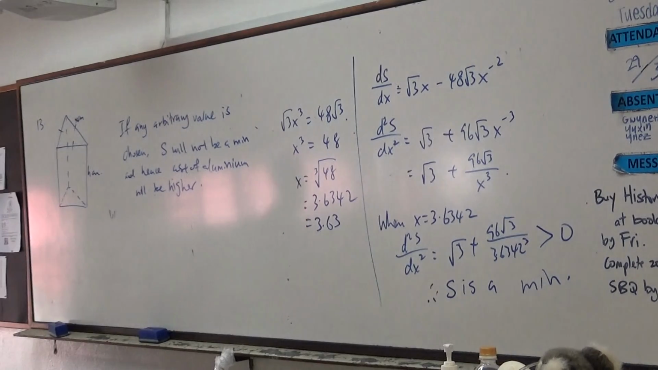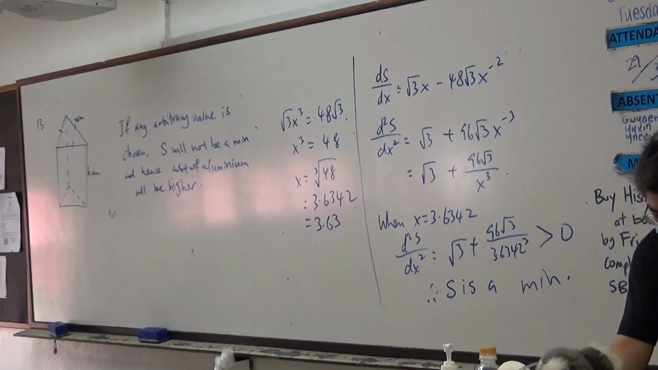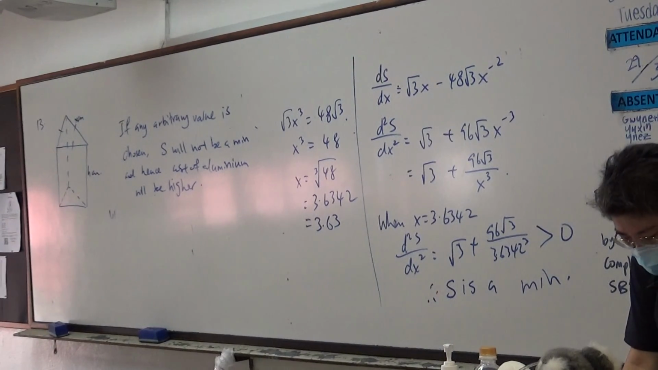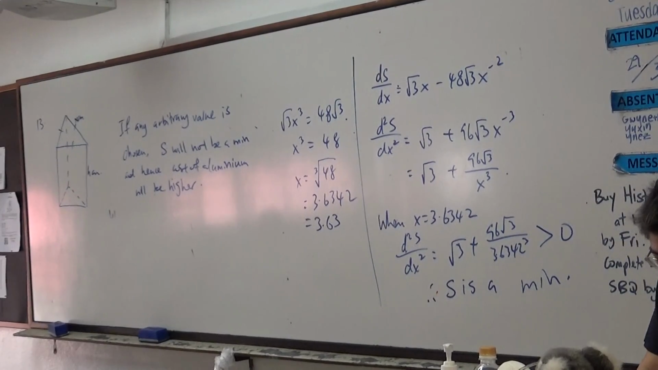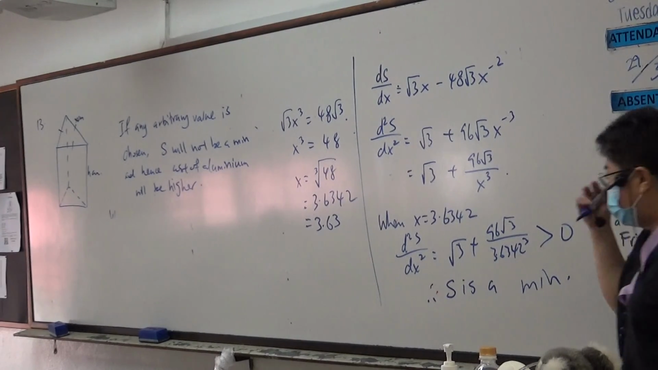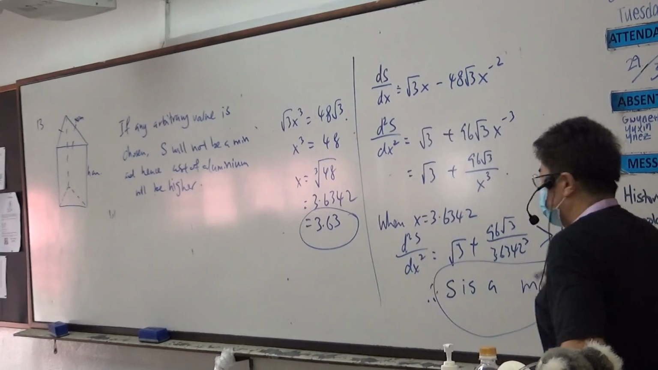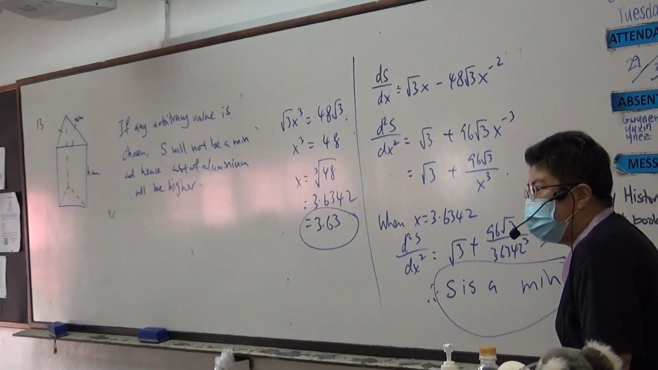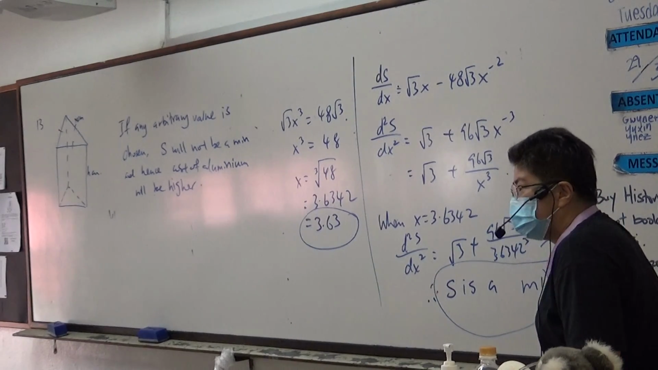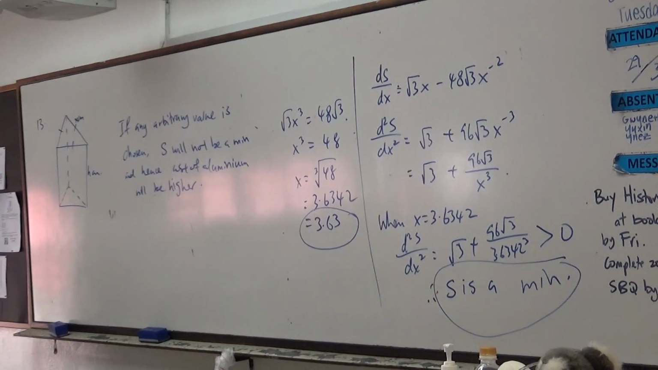Cost of aluminium will be higher, agree? You must answer the question. The question said, explain what would happen to the cost of aluminium used if the value of x were arbitrarily chosen instead of taking the value obtained in part 2. The value that we obtained in part 2 is the one that will give me the minimum S. So if you use another value, S will not be minimum, therefore the cost will increase. So if any arbitrary value is chosen, S will not be a minimum, and hence the cost of aluminium will be higher. Everybody clear? Yes or no?